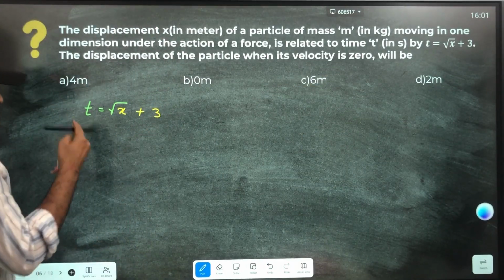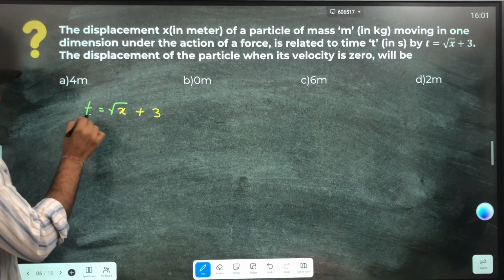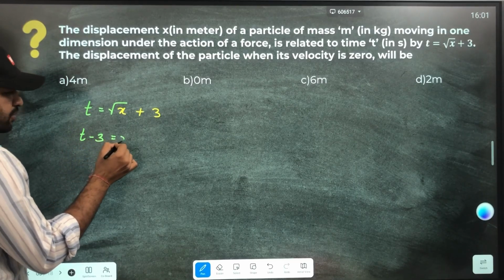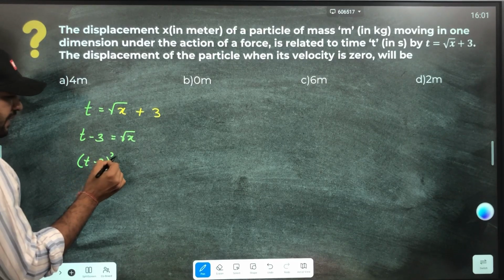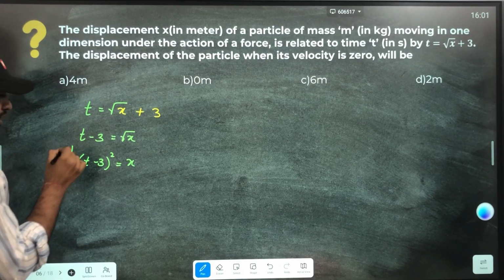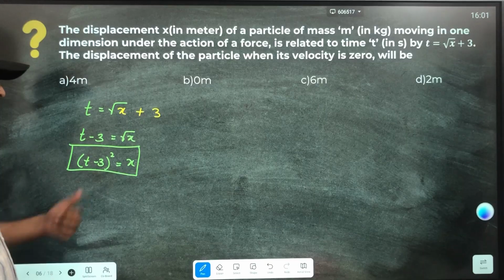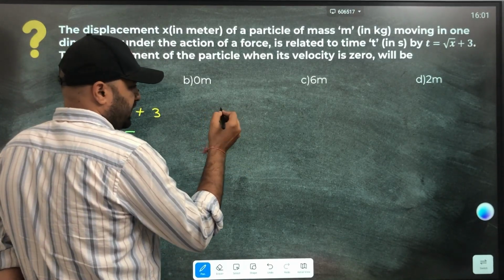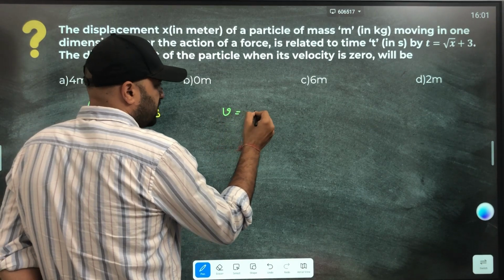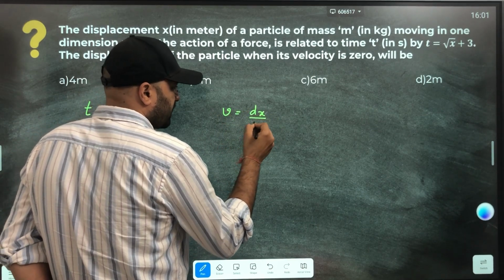So let's take this 3 on the other side, make it simple. This will be root x. Squaring both the sides, t minus 3 whole square, and that is our function for displacement. x is equal to t minus 3 whole square. Now what will be your dv by dt? Sorry, dx by dt. That will be your velocity.